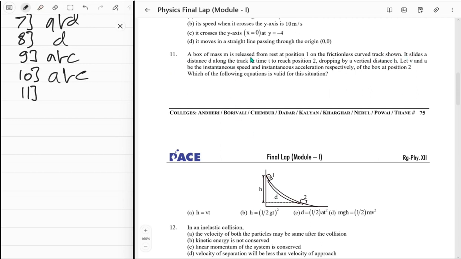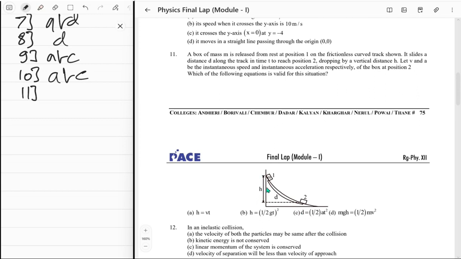Along the track, so speed and acceleration is a vector of the box. So सारे एक्सेलेरेशन वाले इक्वेशंस गलत हैं. इनफैक्ट आई कैन जस्ट से दैट h, so half gt square, d is equal to half.